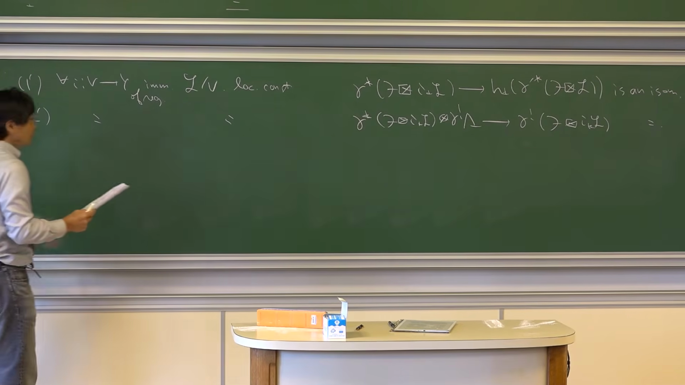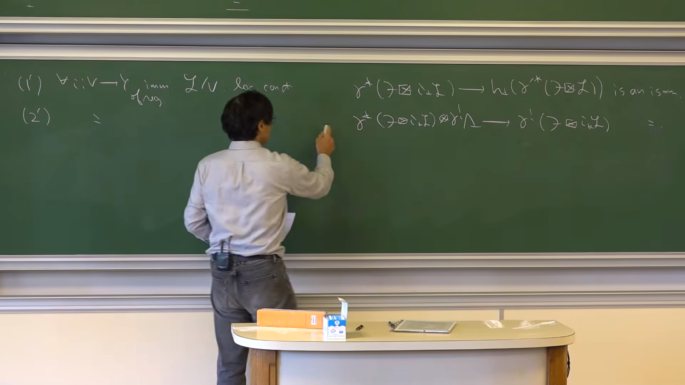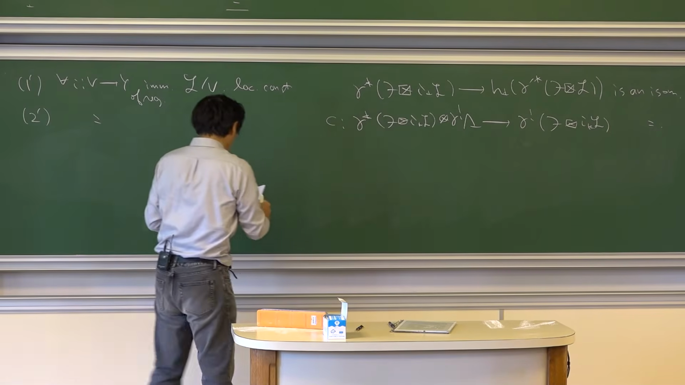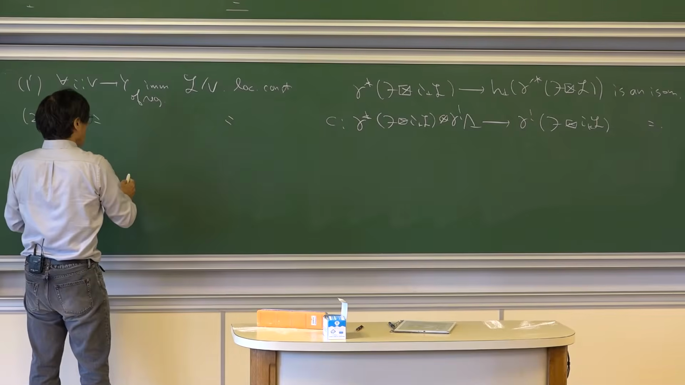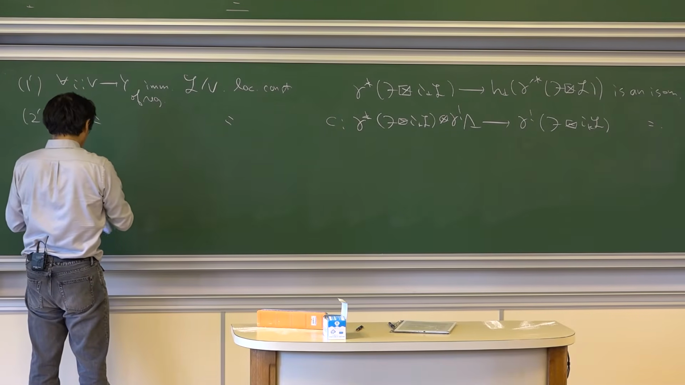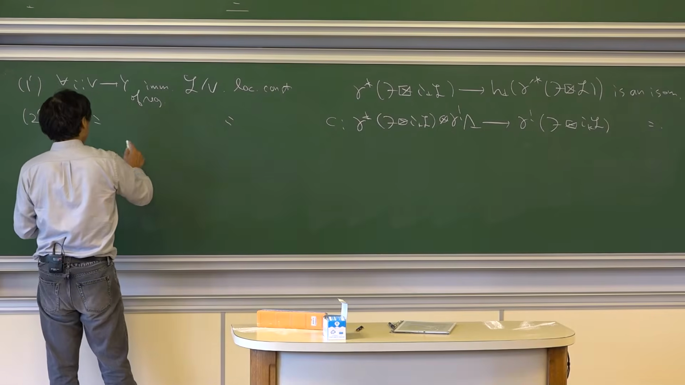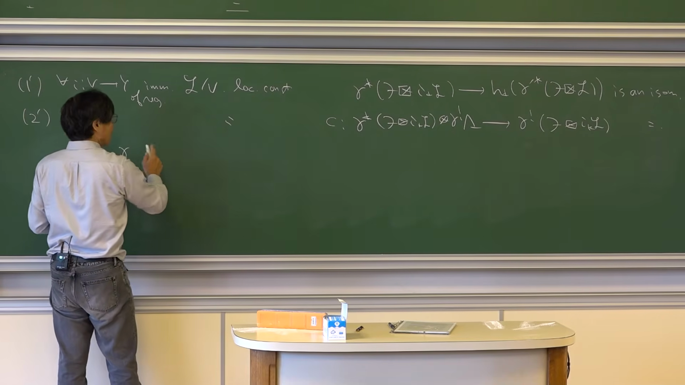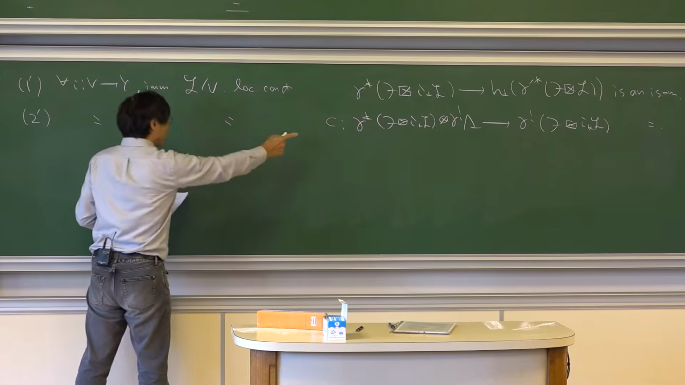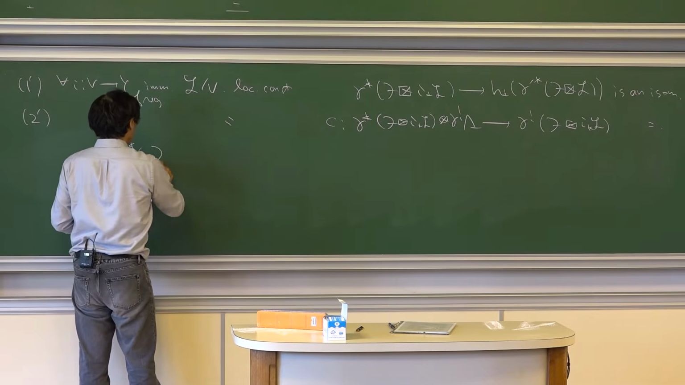Okay, so yeah, this is the kind of setup. Now I consider a commutative diagram, where the upper line is just this one.